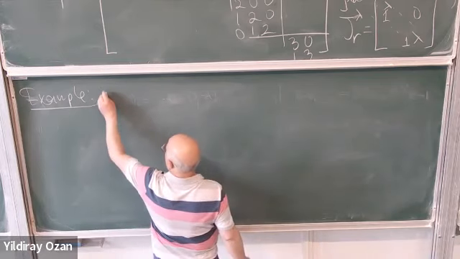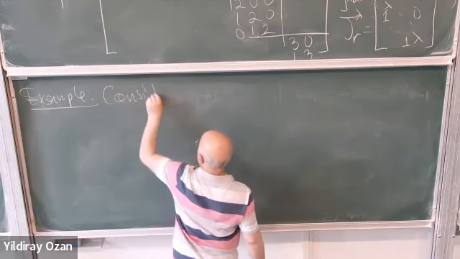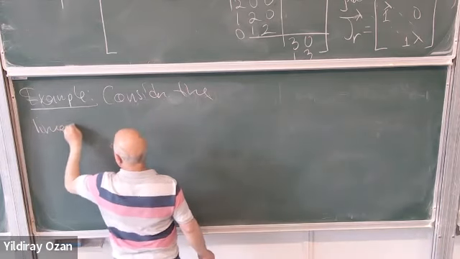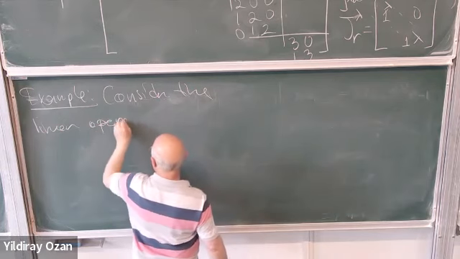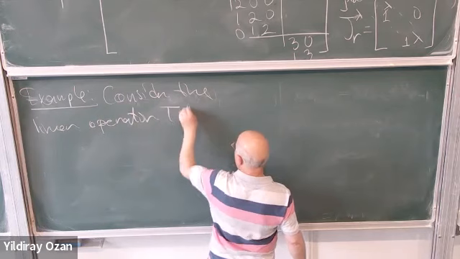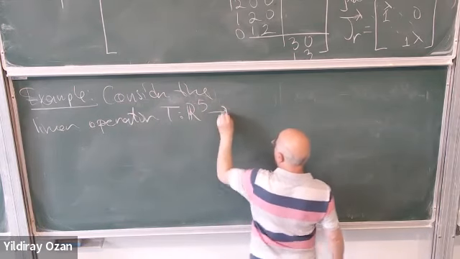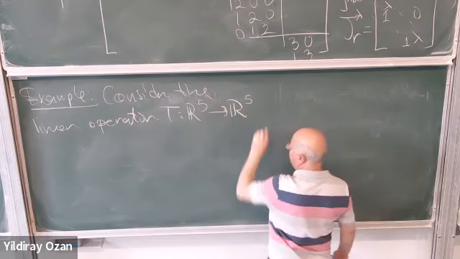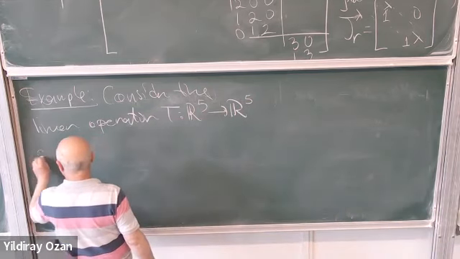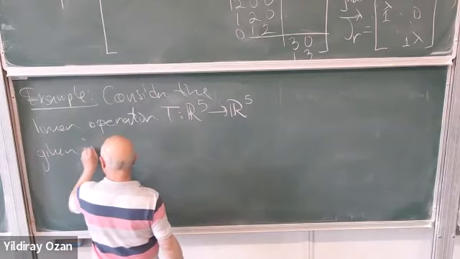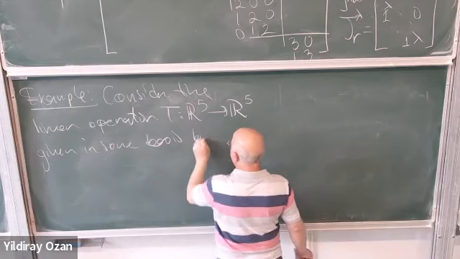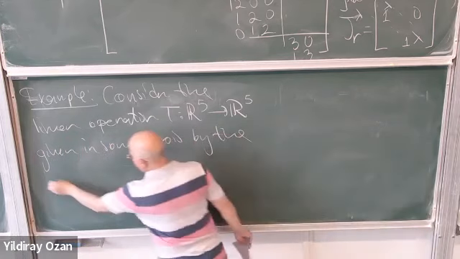So consider the linear map, linear operator from, let's say, R5 to R5. So let me work with real numbers. Given in some basis by the matrix representation.